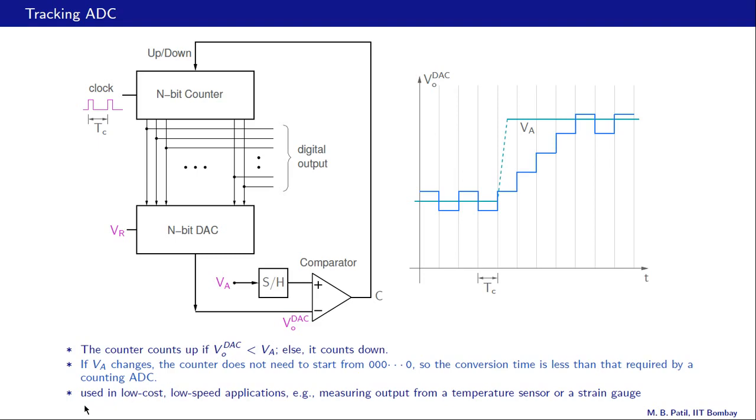And this kind of ADC, the tracking ADC, is used in low cost, low speed applications. For example, measuring output from a temperature sensor or a strain gauge, where quantities don't vary very fast. The time scale may be in the milliseconds range.